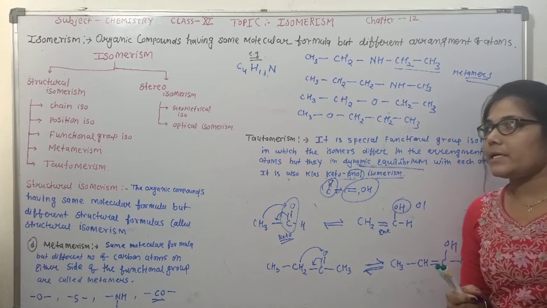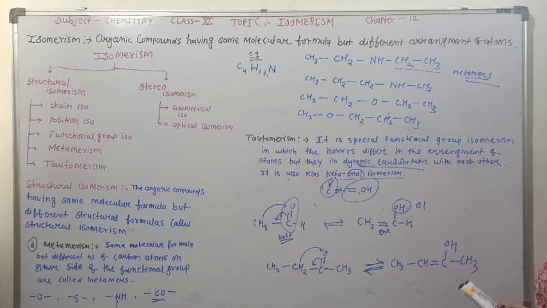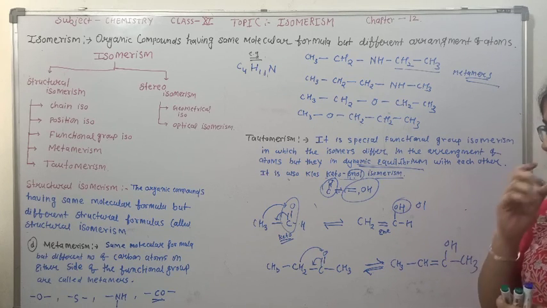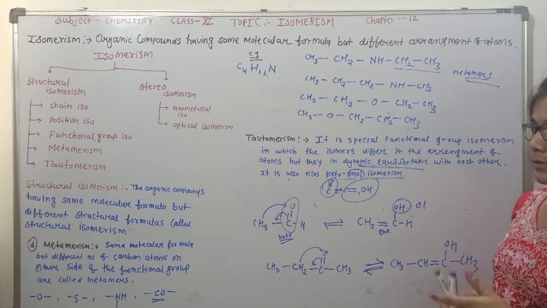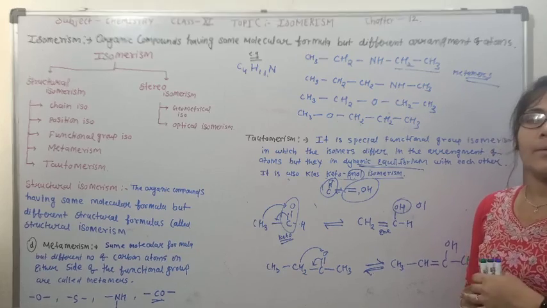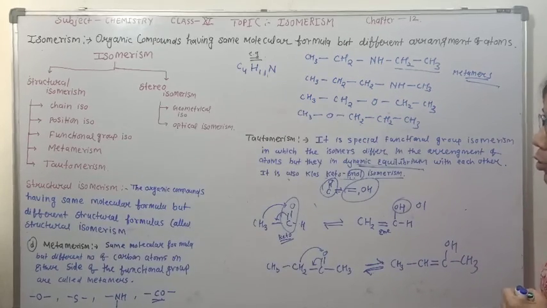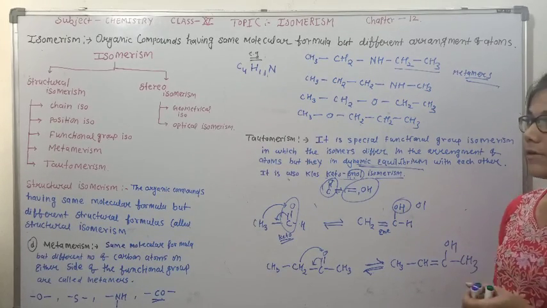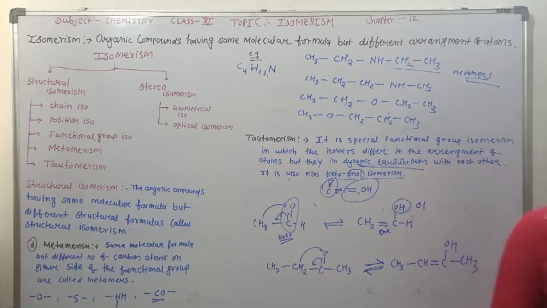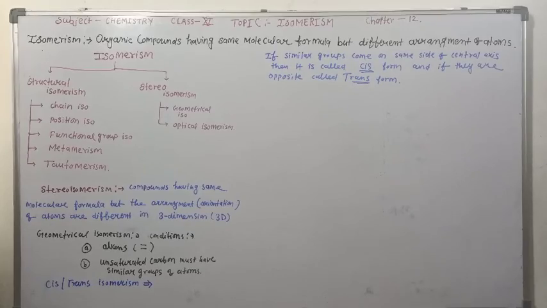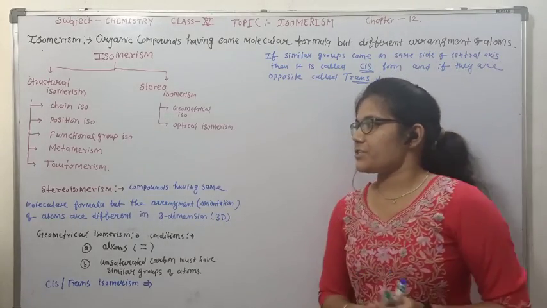So we have completed structural isomerism. All 5 types of isomerism we have discussed: chain, position, functional group, metamerism and tautomerism. Now we'll talk about stereoisomerism.